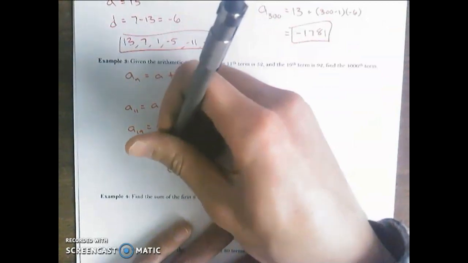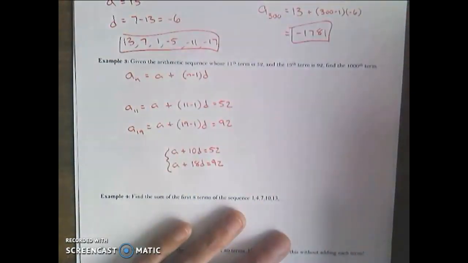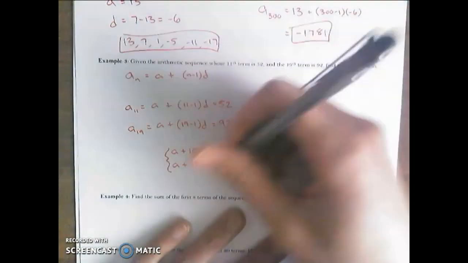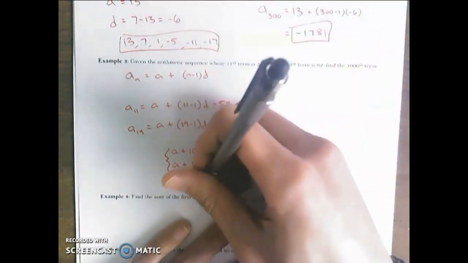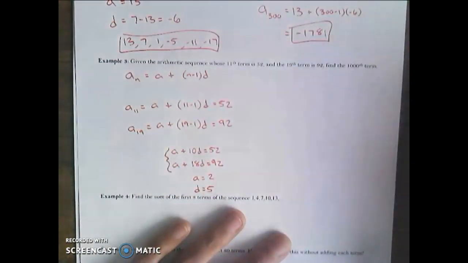So here we have 2 equations with 2 variables. We've got a system of linear equations. So we can find the values for a and d. When we solve this system, we get a equals 2 and d equals 5. You can try that on your own and just verify that those are the correct solutions.